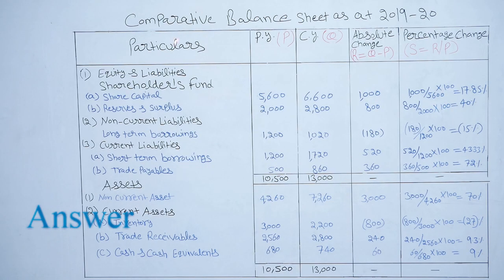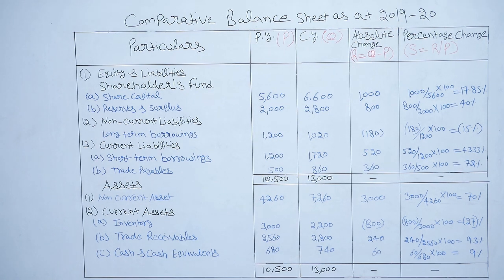Let's understand the answer. Comparative balance sheet as at 2019-20. Particulars. There are a few columns, and we have given names to these columns. This column name is P, previous year. Next is Q, current year. Absolute change, column R, is equal to Q minus P. Q is current year, P is previous year. If we deduct current year minus previous year, then we get absolute change. Next is percentage change. Column S is equal to R divided by P. R is absolute change, P is previous year. If we divide absolute change by previous year, then we get percentage change.